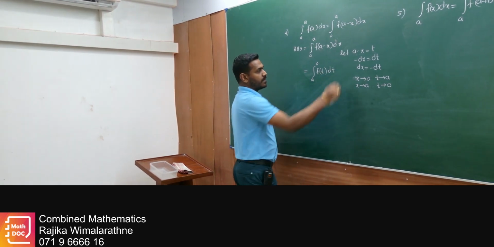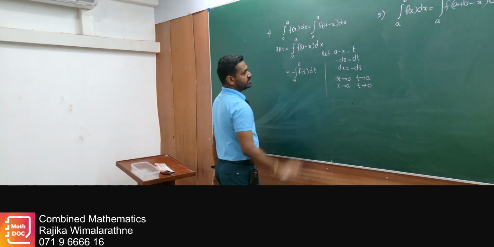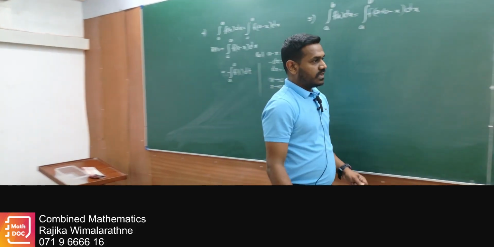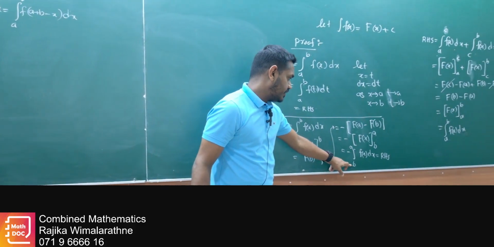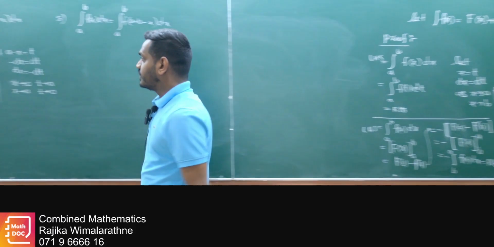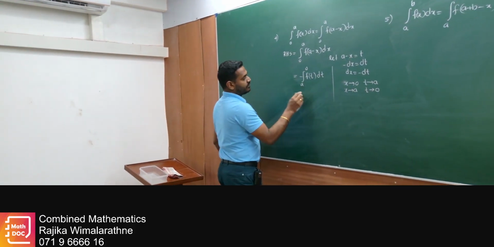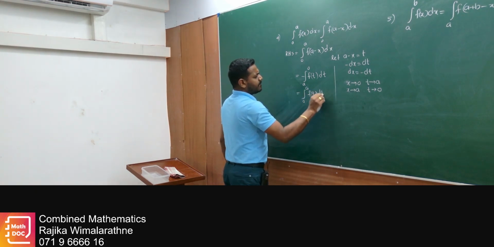By theorem number 1, here d minus dt. By theorem number 2, here it is a to b f(x) dx, b to a minus b to a f(x) dx. Therefore, you can remove this minus sign by interchanging 0 and a. Then 0 to a f(t) dt.